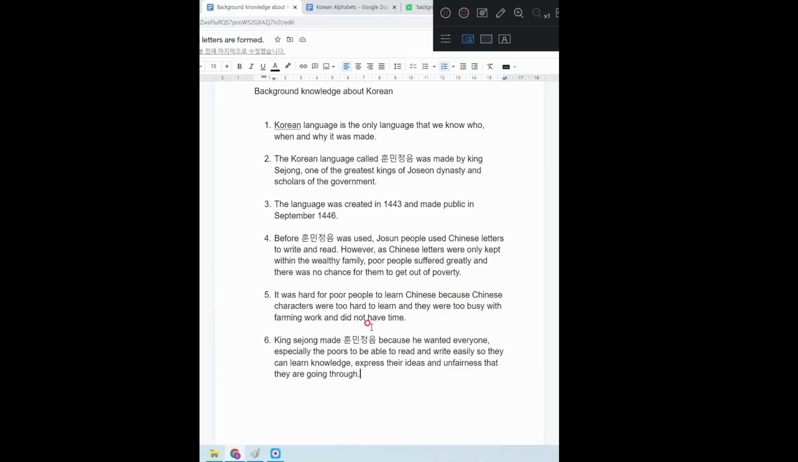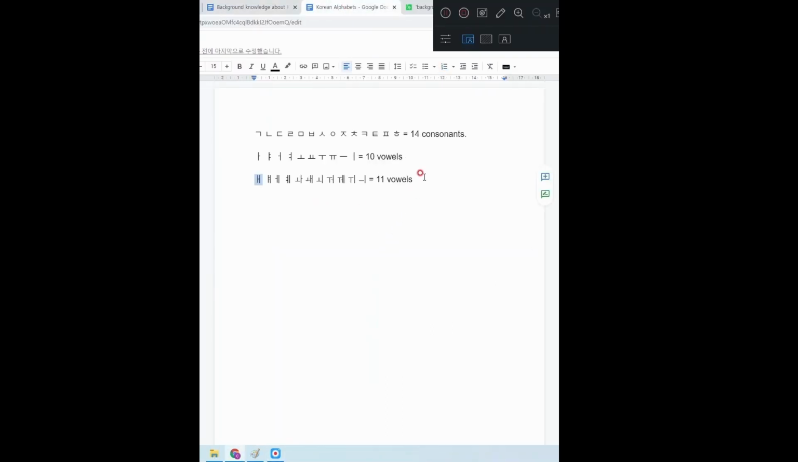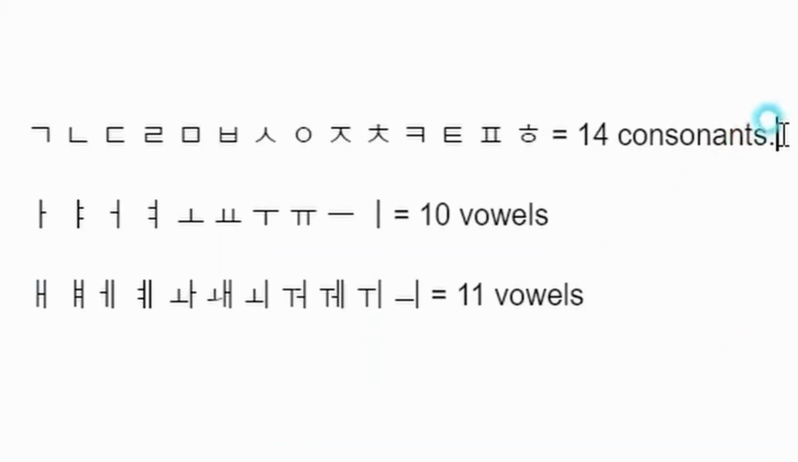And now I'm going to talk about Korean alphabets. In Korean alphabets, we have 14 consonants over here, and we have 21 vowels. I have separated these two groups because these 10 vowels over here are the basis of the vowel, and these 11 vowels over here are made by combining two of these basic vowels.